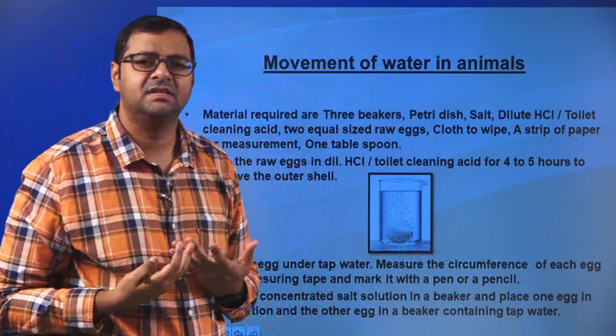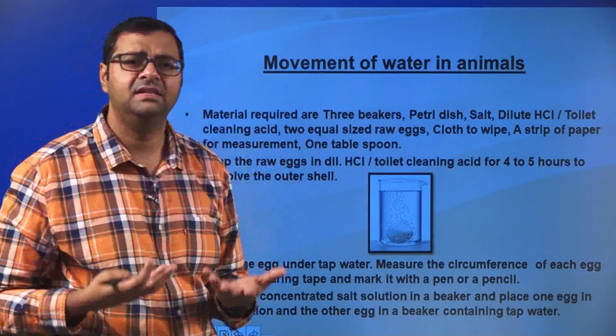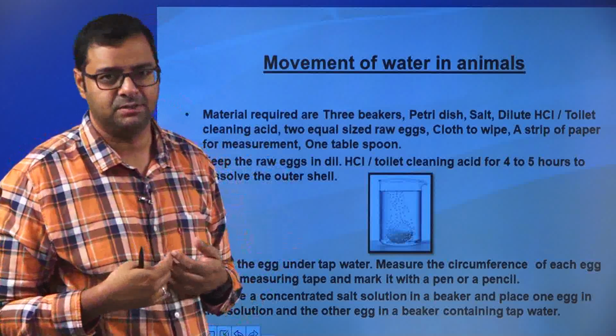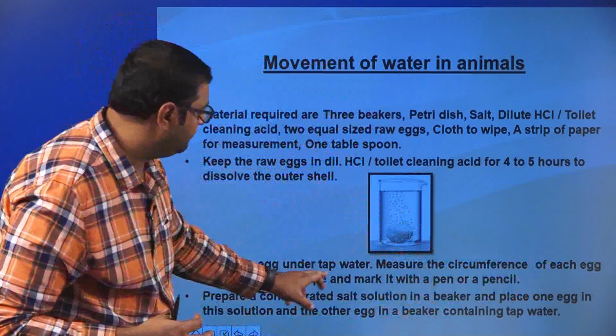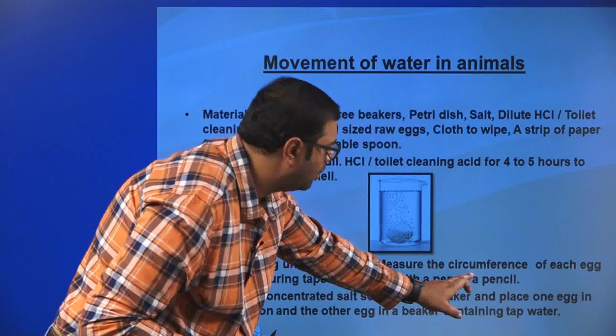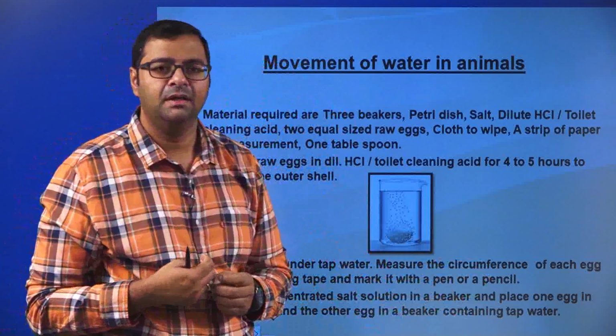Then you will measure the circumference. When you measure the circumference, you can take a strip of paper or also at your convenience you can take a measuring tape as well. Measure each egg with a measuring tape and mark it with a pen or a pencil.